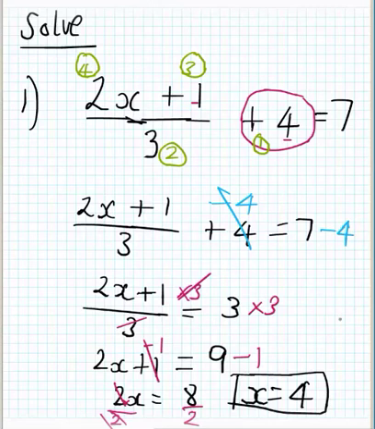Let's just check to make sure our 4 is correct. If x is 4 in our equation, we'll sub it in and see if we have the correct answer. So 2 times 4 is 8, yes, and then 8 + 1, that comes next, is 9, and then 9 divided by the 3 is 3, and then 3 + 4 is 7. So yes, we got it.